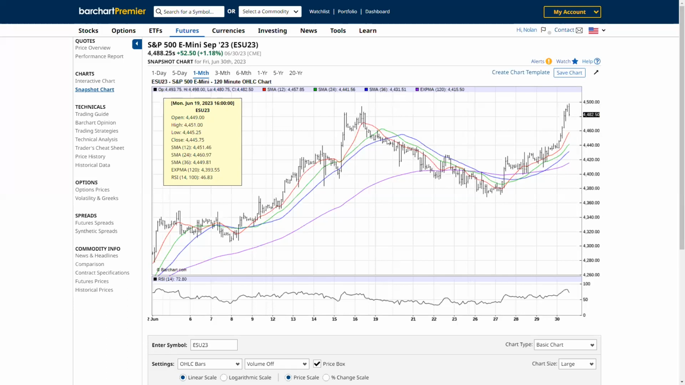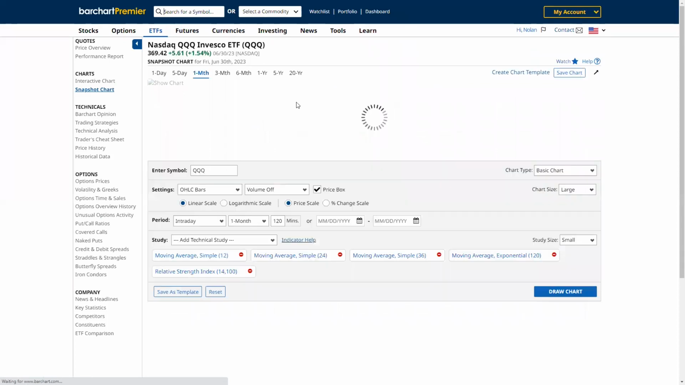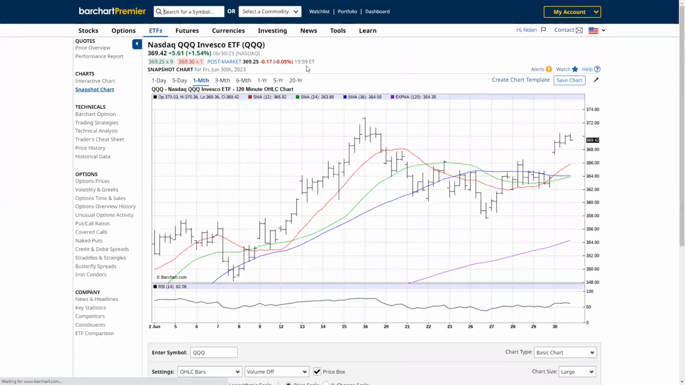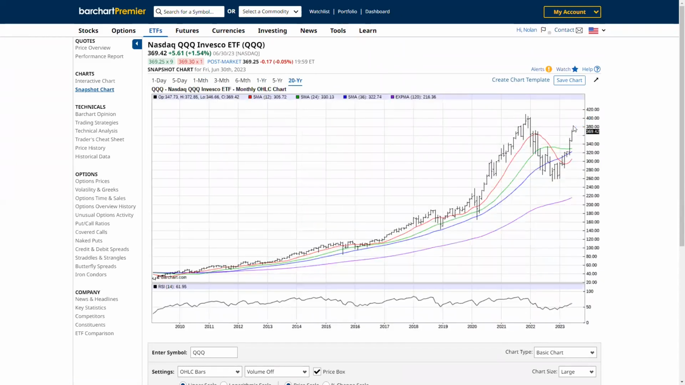Now, this is something we look at on all different markets, not just the stock market. Let's look at the Qs because they've been going nuts, right? So this is your tech sector. This has all the big tech stocks in it. Anything going on here? Let's look at the 20-year graph. Again, I like to look at all of them. Now it's getting a little bit extended up here, isn't it? The moving averages are down here. We're way up here.